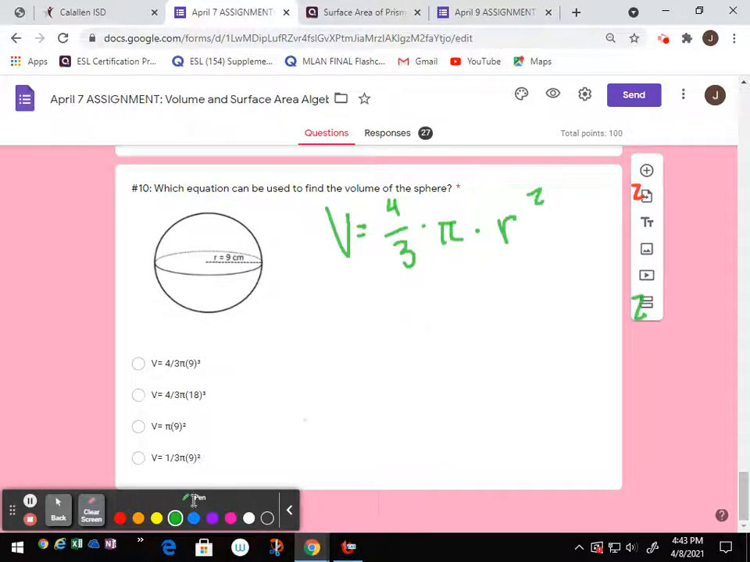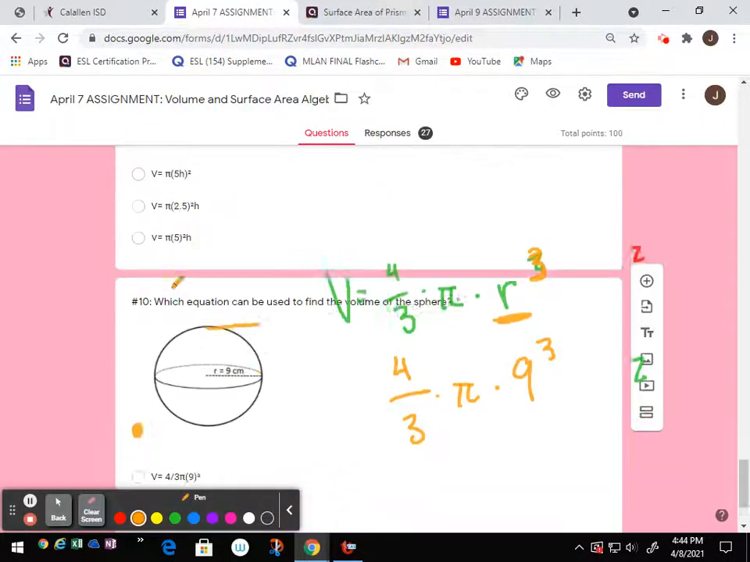All right, so when we look at this, the only letter we need to know is our radius, which we can see is right here, which is 9. So we plug in our number for our letters. We have 4/3 times pi times 9. Oh, sorry, this should be cubed, not squared. Okay, so cubed, radius cubed, so 9 cubed, which we can see is answer choice A for number 10.